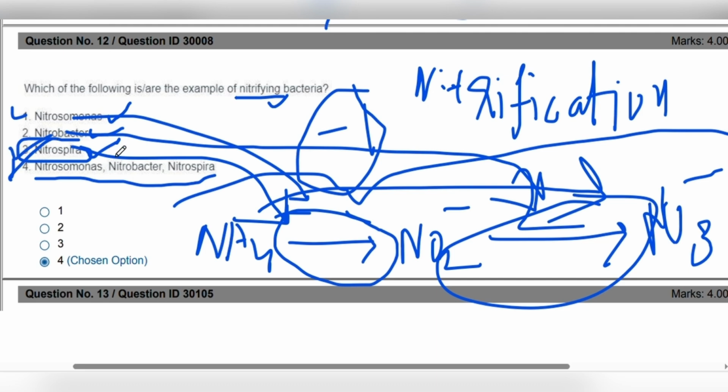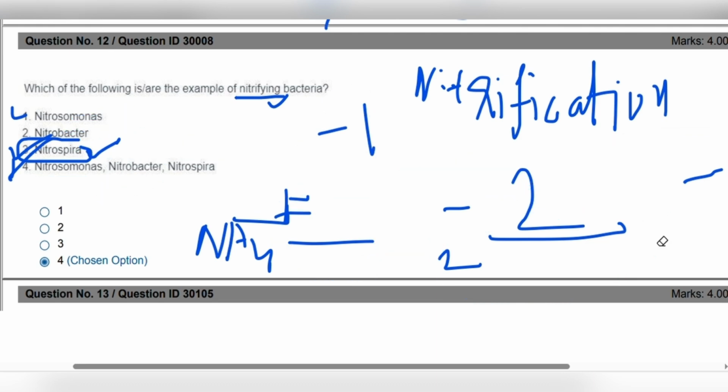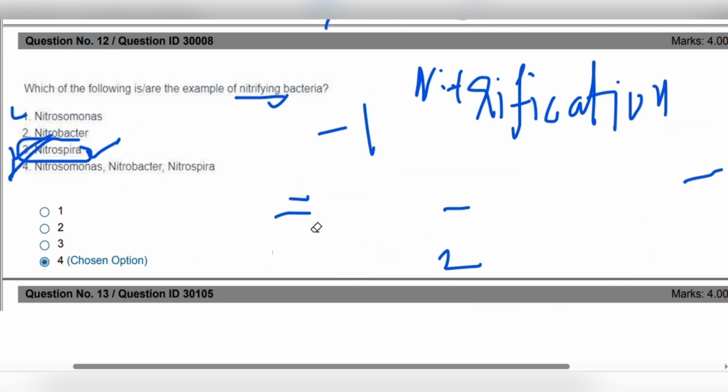So this is an info that might come in handy. So for this question, the answer will be option 4. Nitrosomonas, Nitrobacter and Nitrospira. Okay, very nice. Moving on.